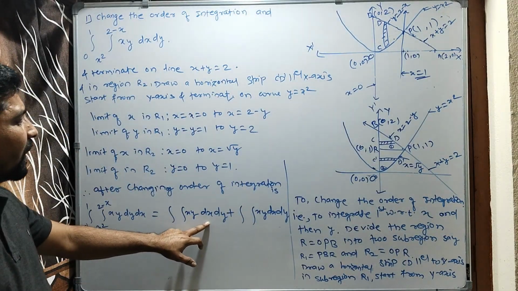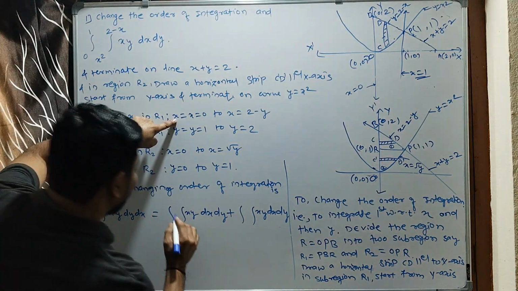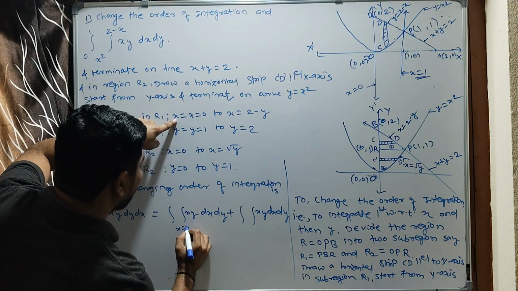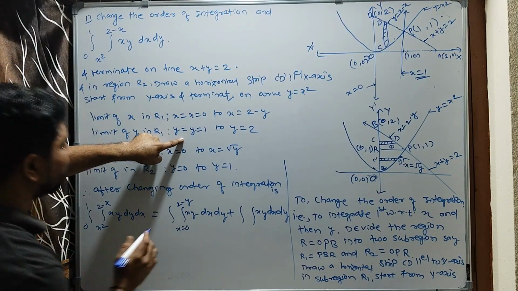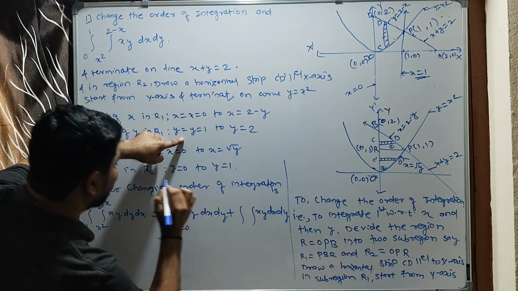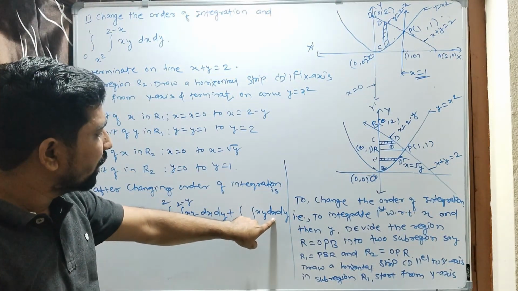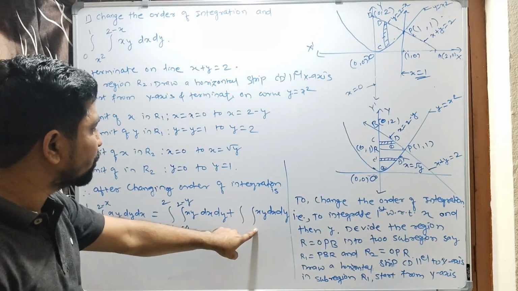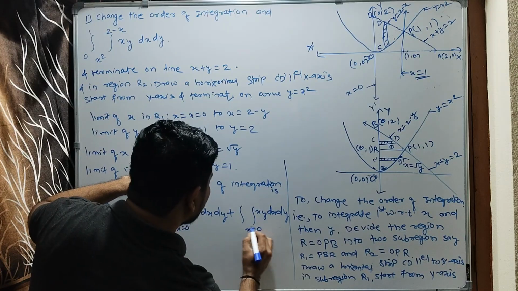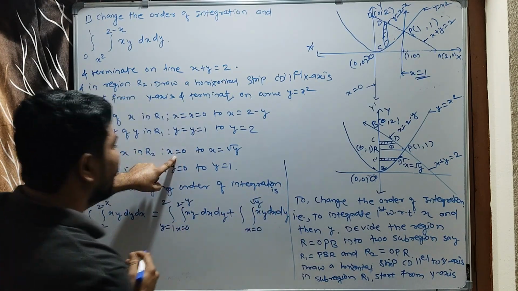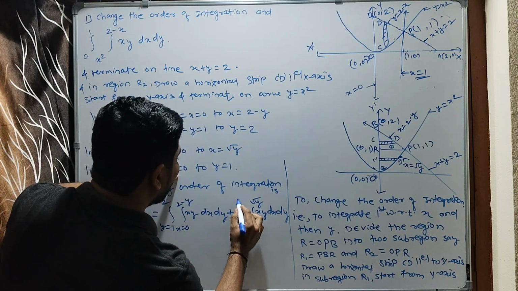Now, if you are integrating first with respect to x in subregion 1, write the limits of x. So the limits of x are 0 to 2 minus y, and the limits of y are 1 to 2. Now in subregion 2, integrate first with respect to x and then y. The limits of x are 0 to root y, and the limits of y are 0 to 1.